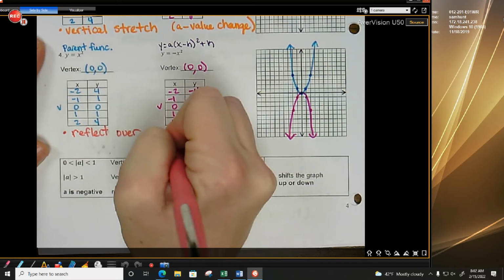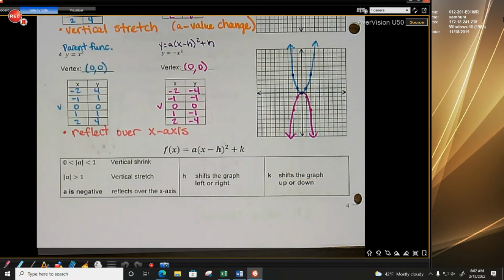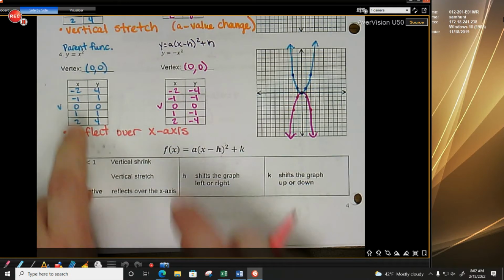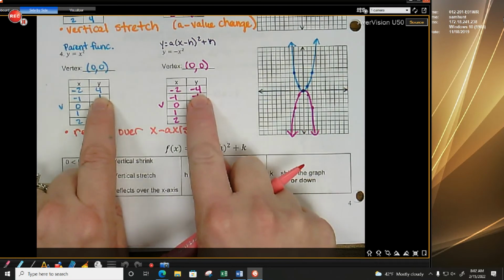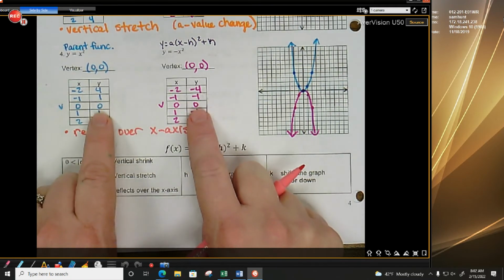Is that the only change? Is the vertex in the same spot? (0, 0), (0, 0). No shifting happened. Did it get skinnier or wider? No. If you look at the values, -4, +4, -1, +1, 0, 0, 1, -1, and 4, -4. The only thing that happened is my y values changed signs.